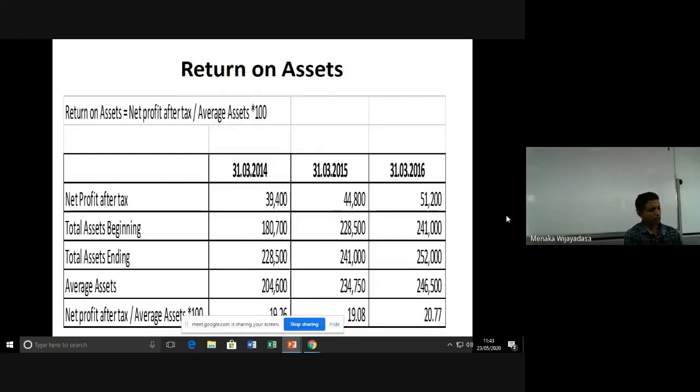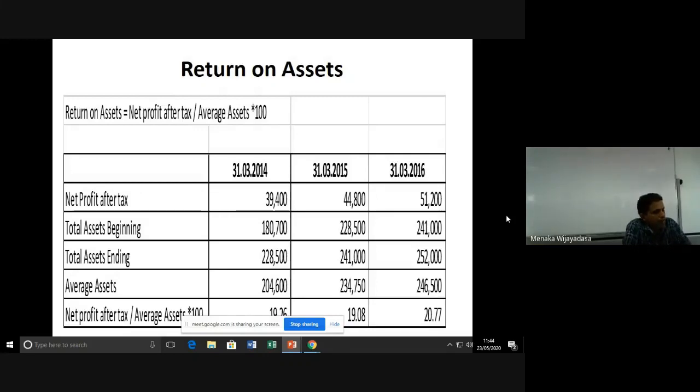Here also, one item comes from the income statement and the second item from the balance sheet, or the statement of financial position. Therefore, you need to take the item from the balance sheet as an average figure. That's why we took average assets, right? The ratio is net profit after tax divided by average assets, multiplied by 100.